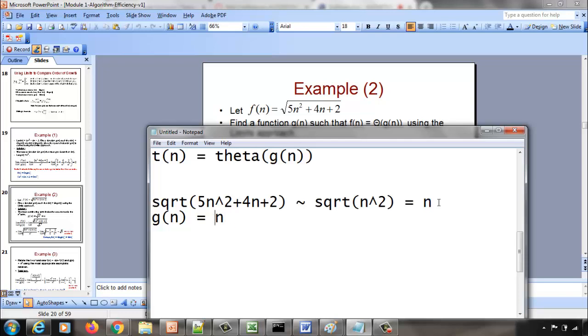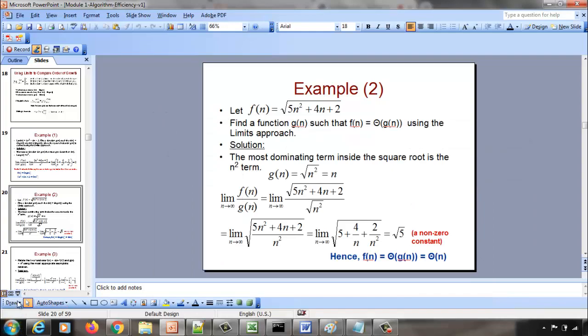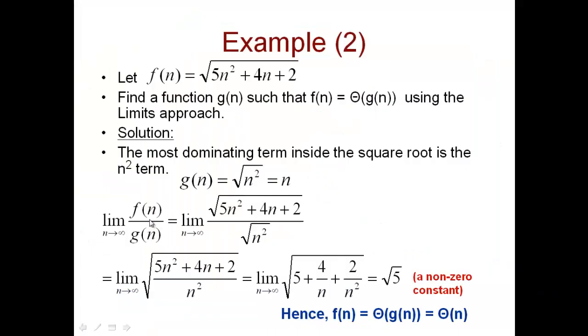So now what we want to do is again use the limit approach. So we want to take the limit n tends to infinity f of n over g of n. f of n is square root of 5n square plus 4n plus 2, the given function, and g of n is n. Now n we got it from square root of n square, right? Since the numerator has n square in it, just to solve this problem easily, we can put this instead of n, we can say it's square root of n square, just to do the math quickly.